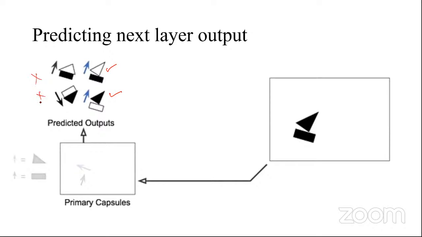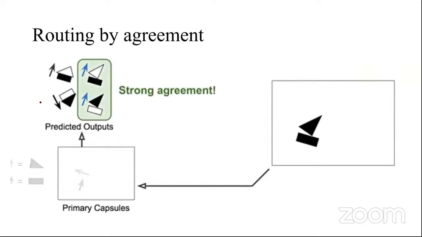So here comes the concept called routing by agreement. How is it actually done? The rectangle capsule and the triangle capsule occur like a boat shape. Based on the orientation and the pose, the routing by agreement algorithm detects that these two images belong to the boat. So it is agreeing strongly.